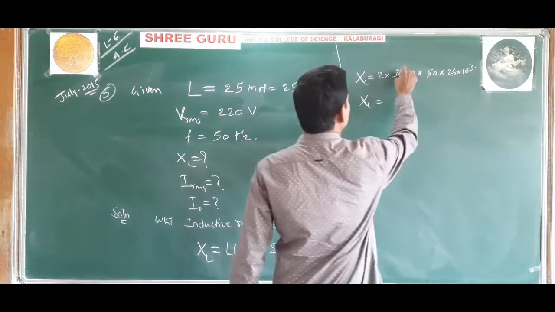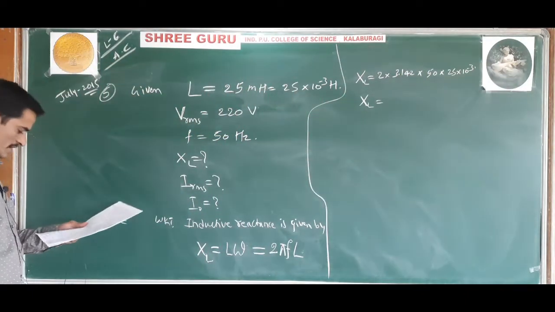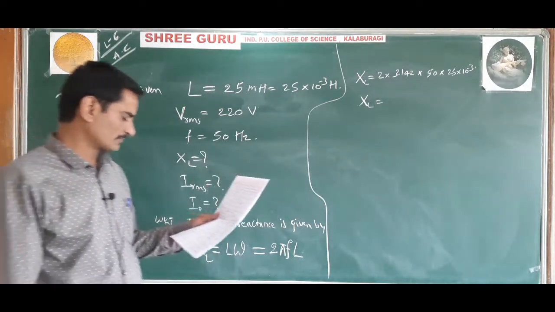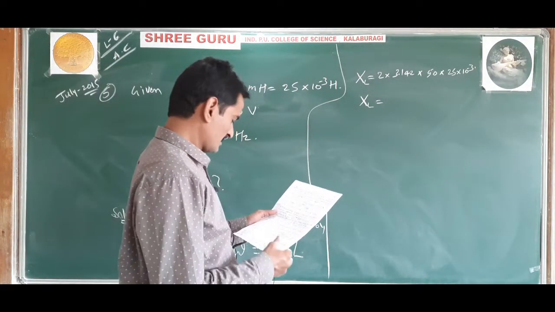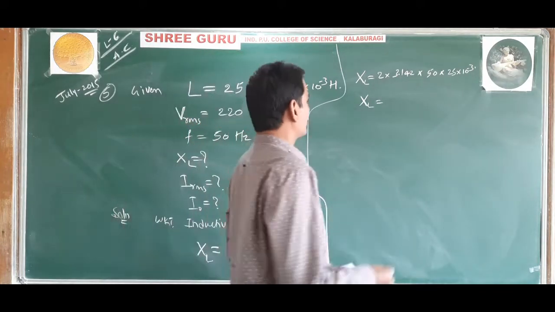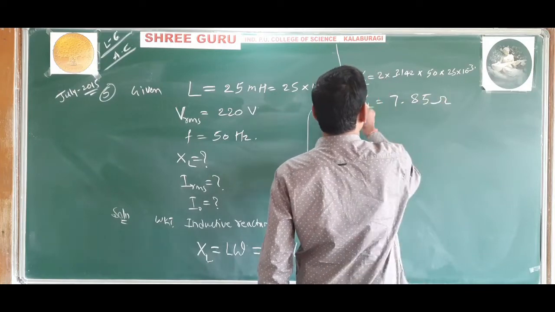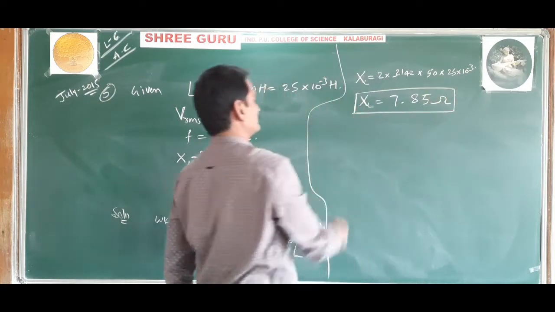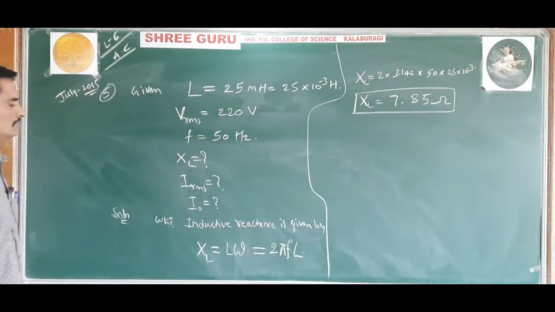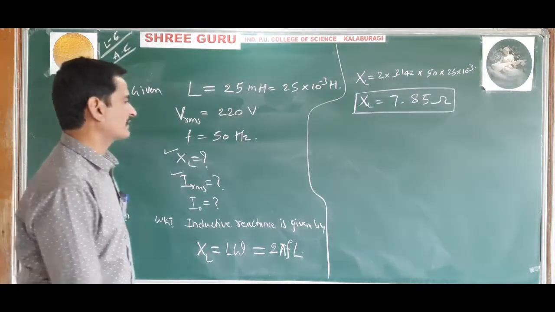Do the calculation for this one and you will get the answer. The answer will come out to be 7.85 ohm. Excellent. And now we have to find IRMS, that is the RMS value of current.